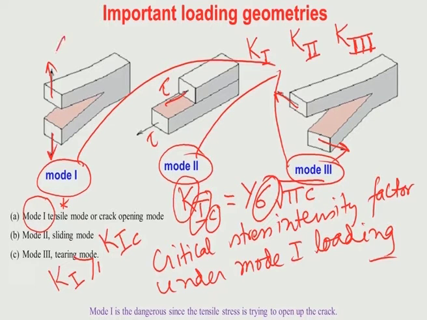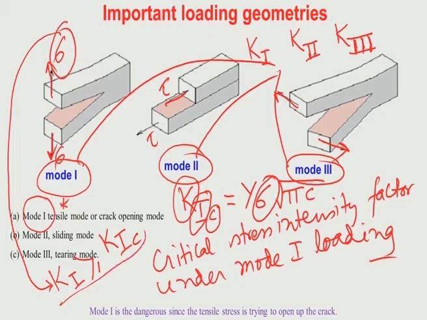Now, suppose you are applying some sigma value here. Compared to sigma values, you have to calculate the applied stress intensity factor, or in other words, the stress intensity factor due to the application of the externally applied stress sigma. Once this K1 value is greater than the material's intrinsic property K1C, then the material actually fractures into pieces.